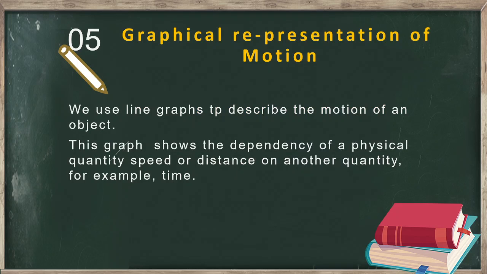Let us go for the next concept, graphical representation of motion. We use the line graph to describe the motion of an object. This graph shows the dependency of a physical quantity, speed or distance, on another quantity, for example time. Graphs provide a convenient method to present the basic information about a variety of events.